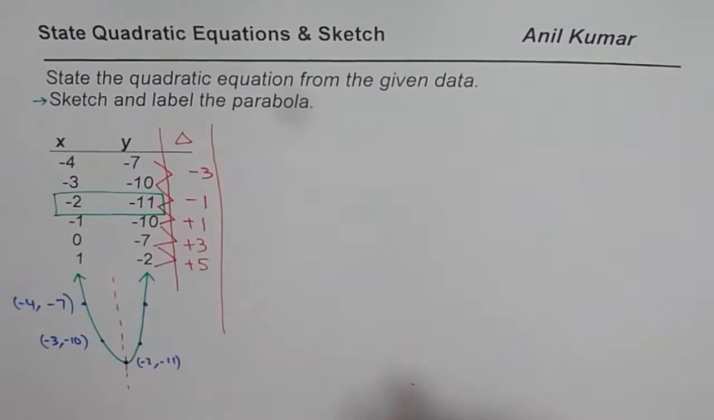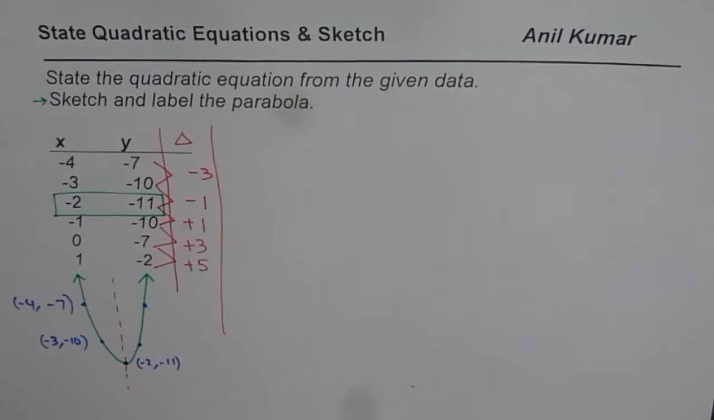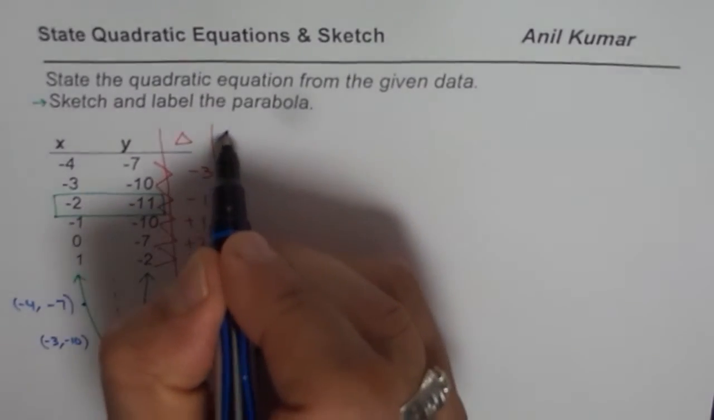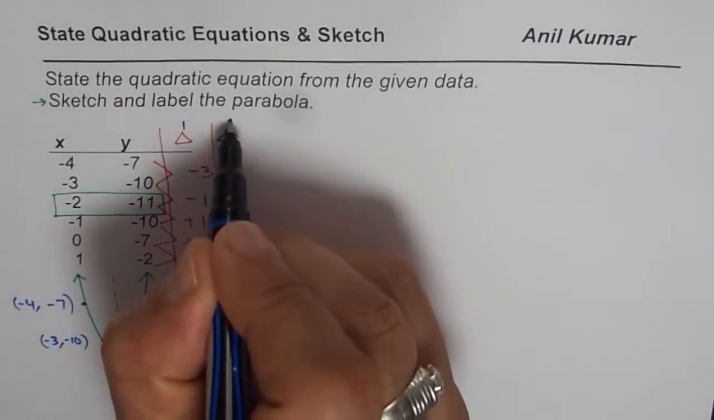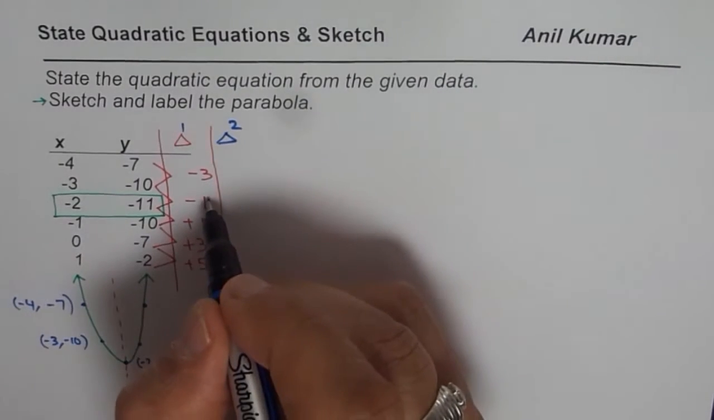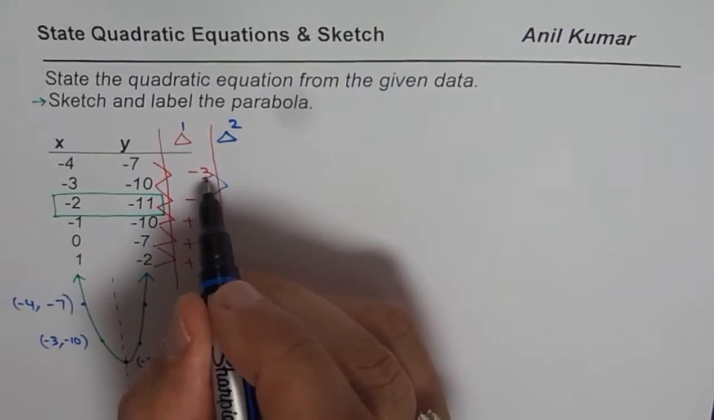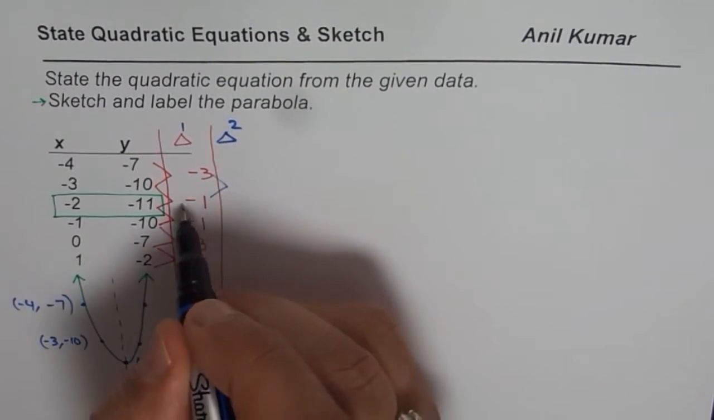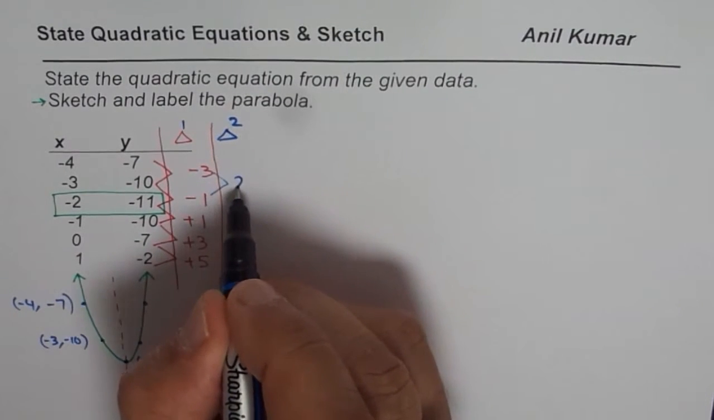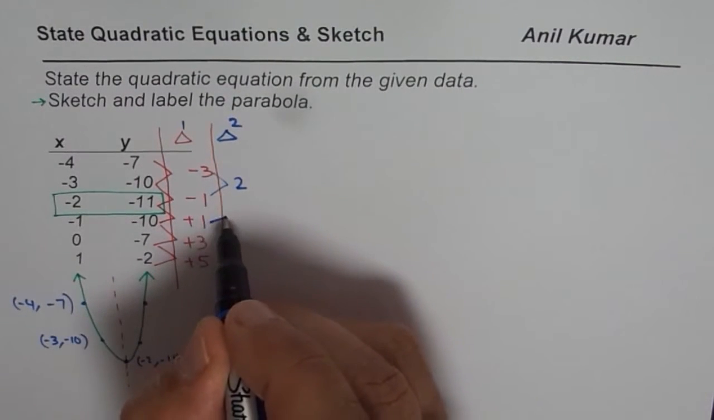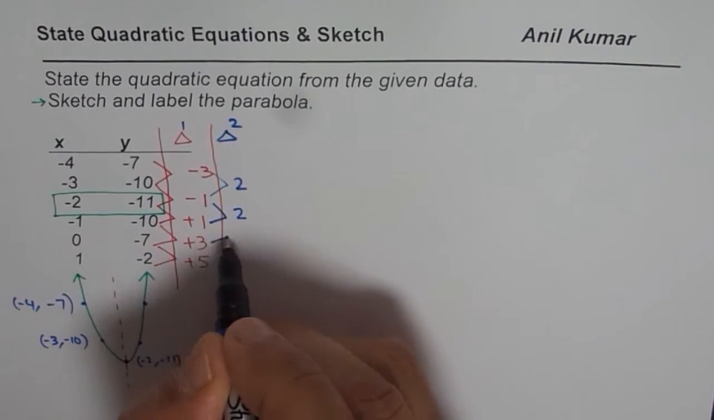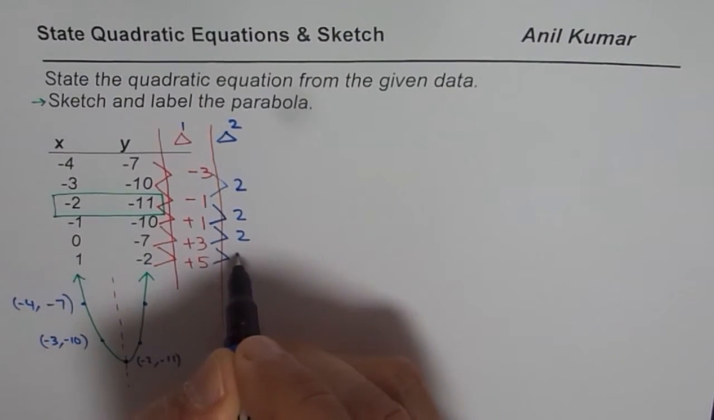So we'll find the second difference now. So I'm writing this first difference, this is second difference. So this time -1 minus of -3 gives me +2. +1 minus of -1 is +2. 3 minus 1 is 2. 5 minus 3 is 2.